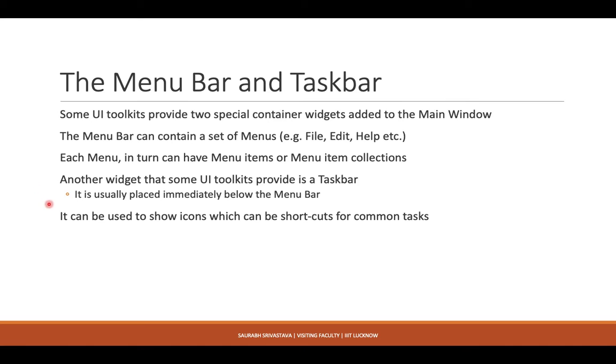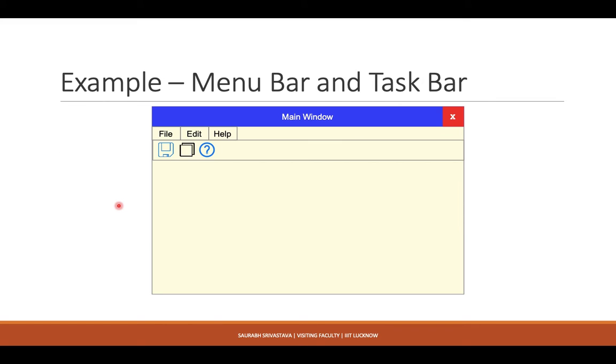And then you also have a taskbar. A taskbar is basically a place where some kind of icons or shortcut items can be placed, so that those things which are very commonly used by the user can be provided to you straight away. This is a very poorly made drawing by me, but the idea is that you understand that this is the menu bar here, and this is the taskbar.